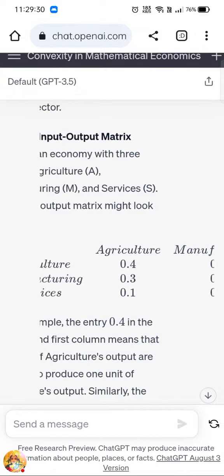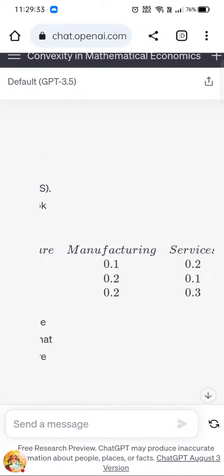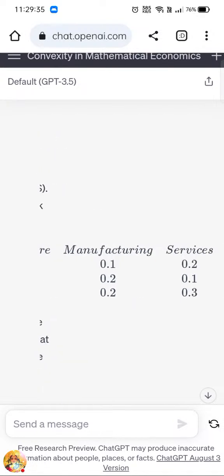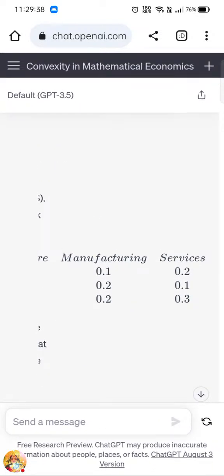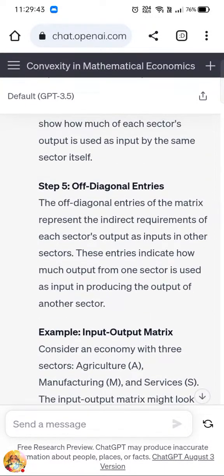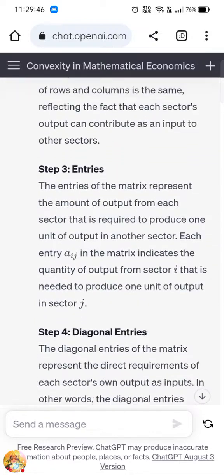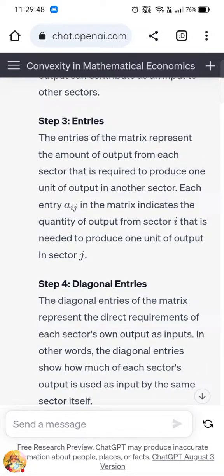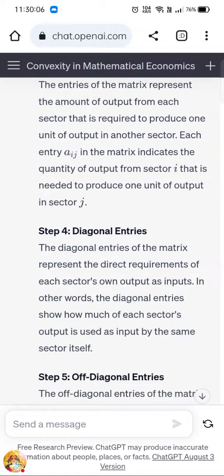These are called entries. These entries of the matrix represent the amount of output from each sector that is required to produce one unit of output in another sector. Each entry a_ij in the matrix indicates the quantity of output from sector i that is needed to produce one unit of output in sector j.